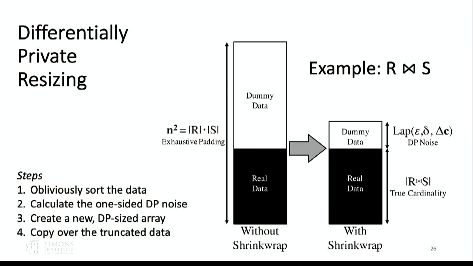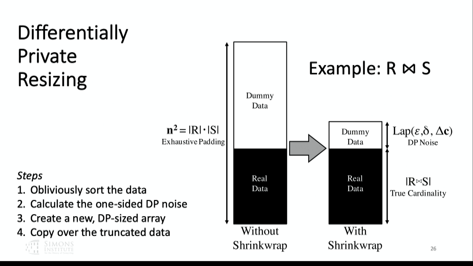Then we calculate the one-sided DP noise, so we figure out what this size is. Then we create a new, empty array of this new differentially private size. And then we just copy data over from here to here. So now we have a new array that has all the real data as well as some dummy data.